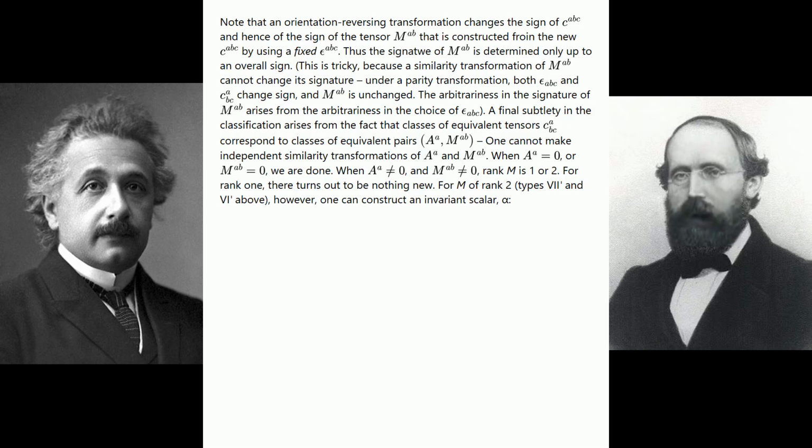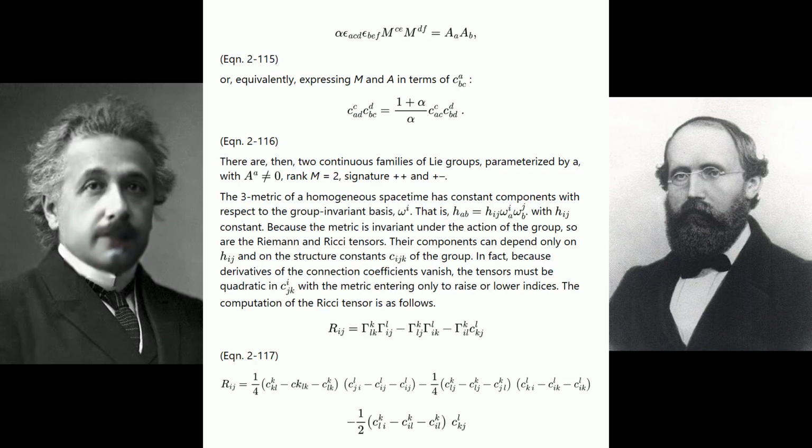For rank 1, there turns out to be nothing new. For M of rank 2, type 7 and 6 above, however, one can construct an invariant scalar, alpha. See equation 2-115. Or, equivalently, expressing M and A in terms of C_{BC}^A, see equation 2-116. There are, then, two continuous families of Lie groups parameterized by alpha, with A^A not equal to 0, rank M equal to 2, and signature plus plus and plus.